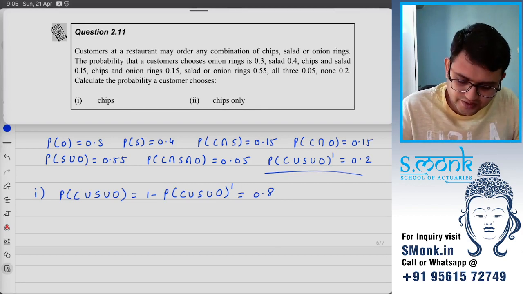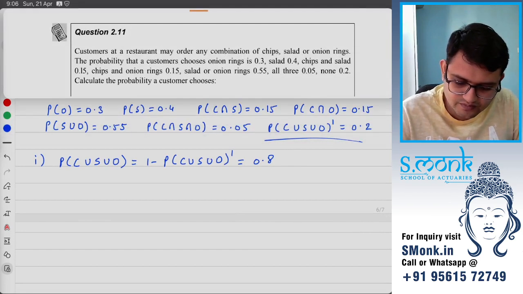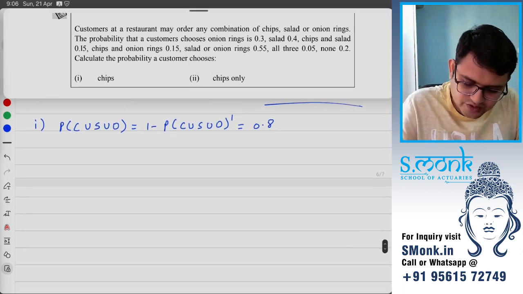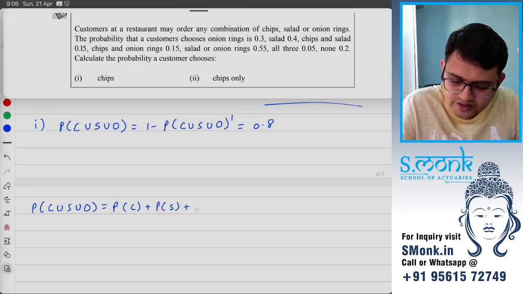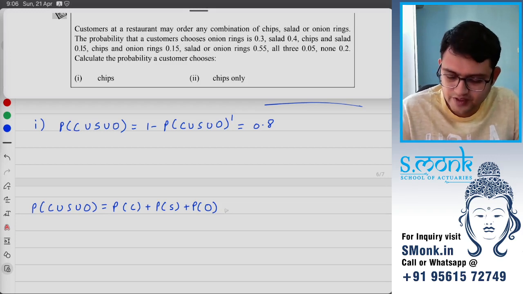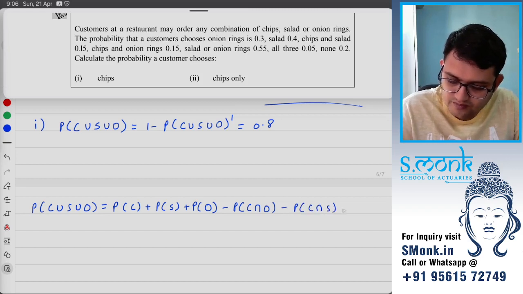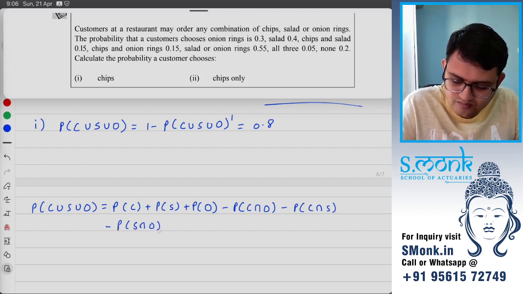Now using that, we are going to make our formula. So the probability of C union S union O is going to be the probability of C plus the probability of S plus the probability of O. We'll add each one of them, then we'll subtract the pairwise intersections, and then add the triple intersection.